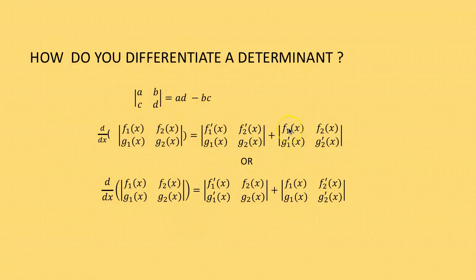How do you differentiate a determinant? Given a determinant ABCD, you differentiate it as AD minus BC. You just go crisscross, AD minus BC.